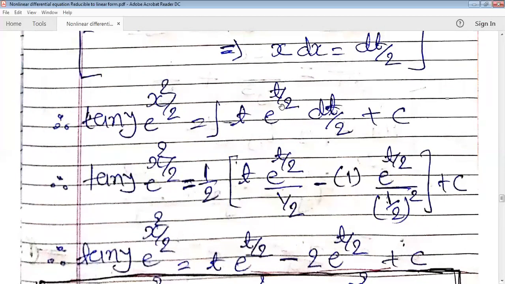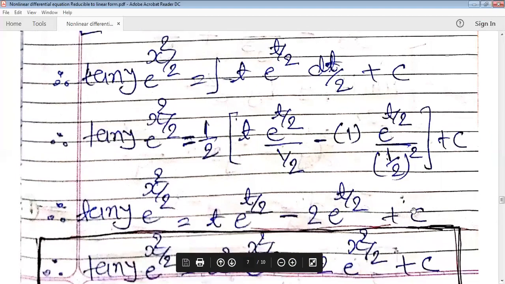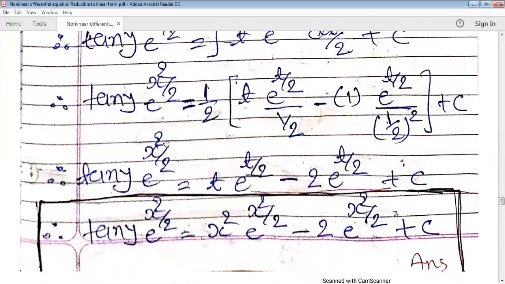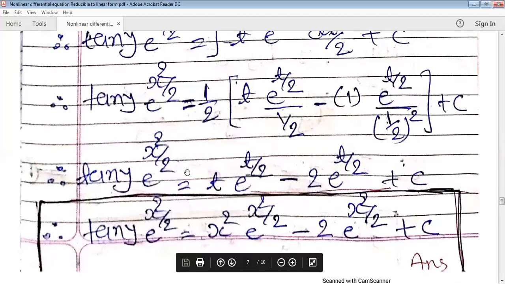So keep t itself. Integration of v minus derivative of t is 1, and integration of e raised to t by 2 upon 1 half is e raised to t by 2 upon 1 half square. By simplifying this, we get t, here 2 cut, here there are 2 times 2 in the numerator. So t e raised to t by 2 minus 2 e raised to t by 2 plus c.